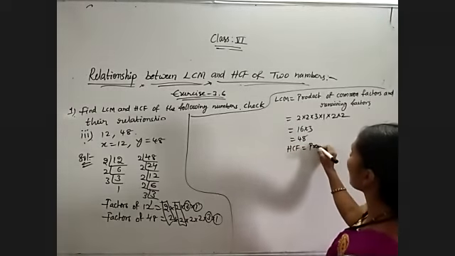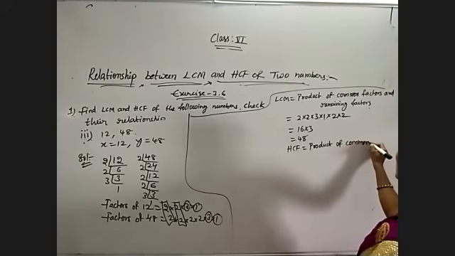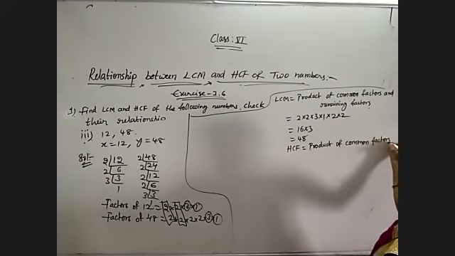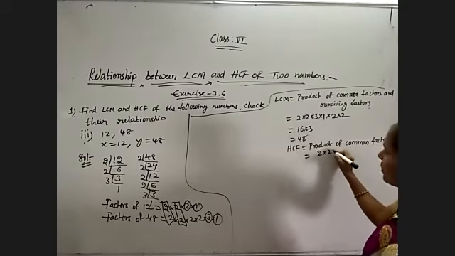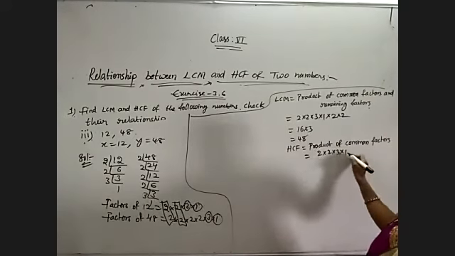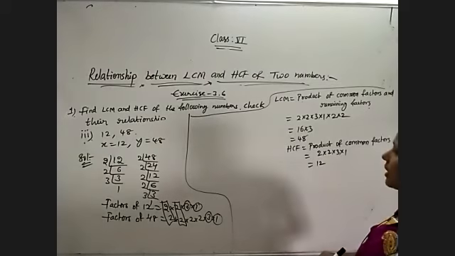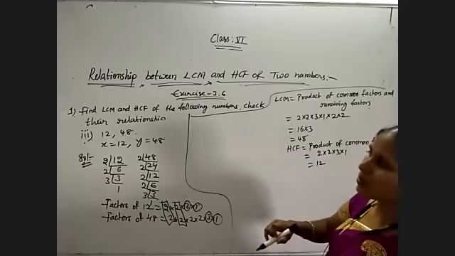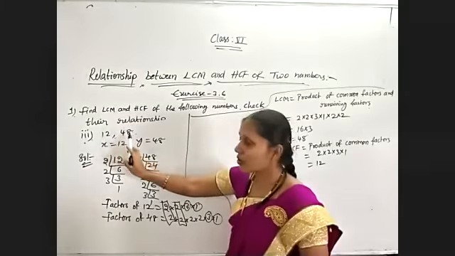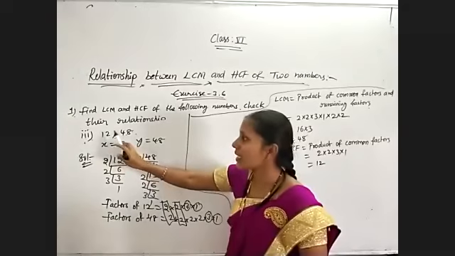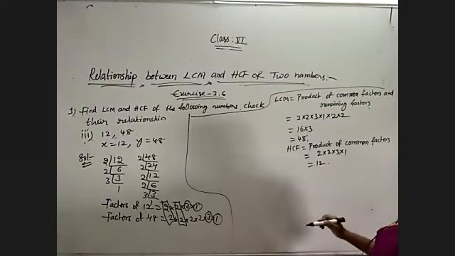HCF is equal to the product of common factors. That is the only difference. So HCF is equal to the product of common factors. Now what are the common factors we got? 2 into 2 into 3 into 1. So that is 2 2s are 4, 4 3s are 12. 12 is the HCF. Just observe the numbers 12 and 48. 48 is a multiple of 12. 12 4s are 48. So LCM 48, HCF 12. Okay.